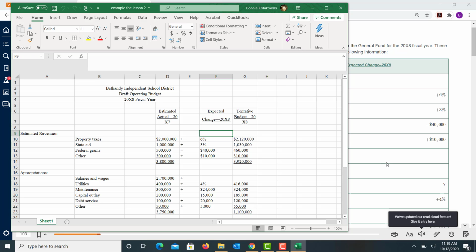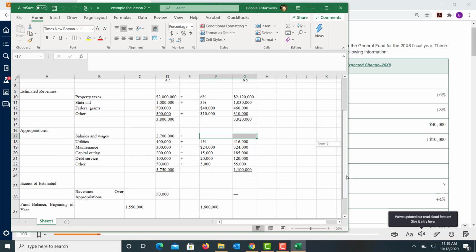I apologize, I paused the video because I realized I didn't have my spreadsheet open for this particular problem. So when setting up this budget here, basically you're going to have the estimated amount for 2017. You're going to follow what you see in the book and then put the expected information in, and obviously calculate the data needed to get to your 2018 budget. Now there's a number that's not here that you have to figure out on your own.